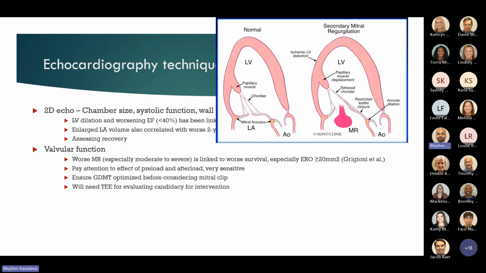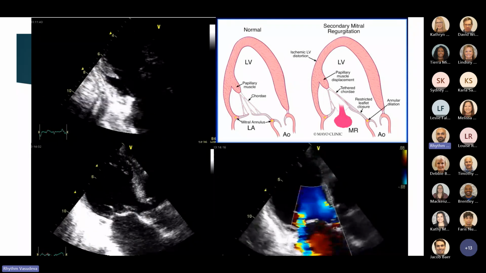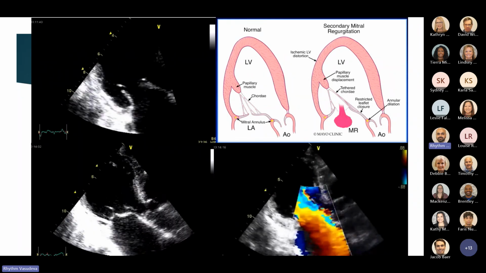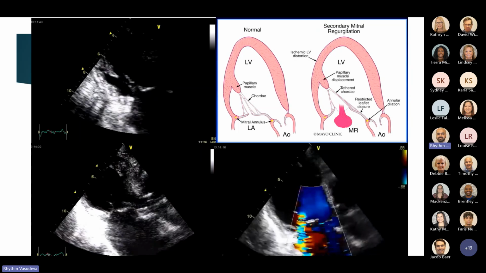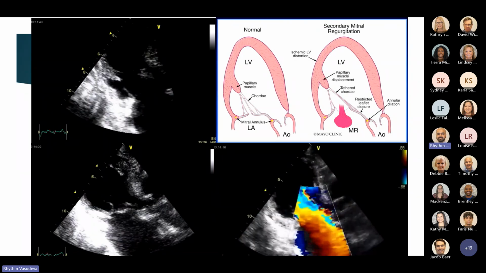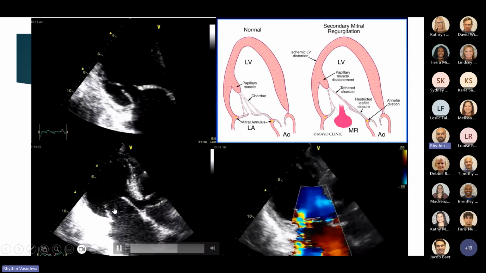Now, you can have both eccentric and concentric MR, so that's not necessarily a criterion to determine which kind of MR will result from an MI. If you see an MR in the context of ischemic heart disease, you should evaluate and optimize the preload and afterload. This is hanging a little bit. If you look at the top left, it might be a little clearer here.